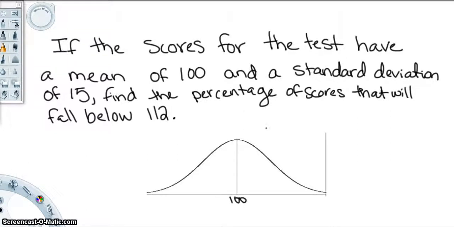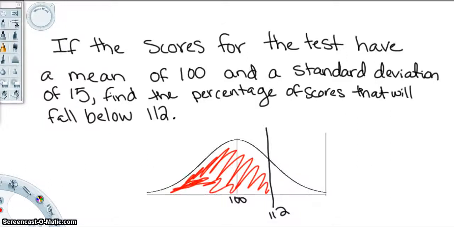We also know we're looking at the scores of 112. What do we want to know? We want to know the percentage of scores that will fall below. So we're looking at anything below 112, which is to the left.